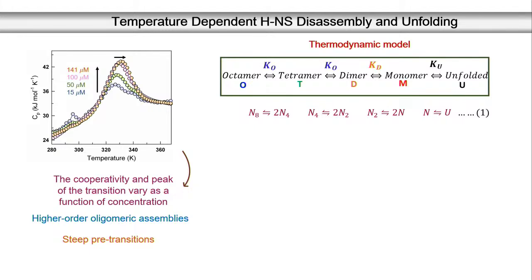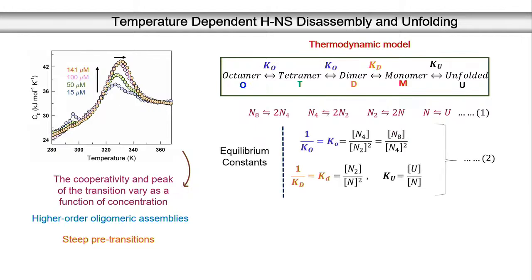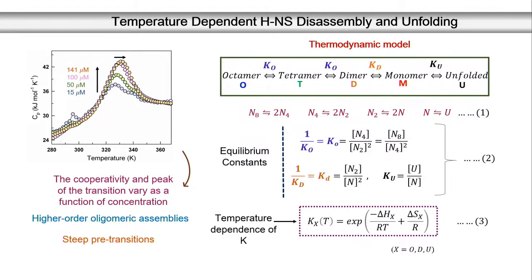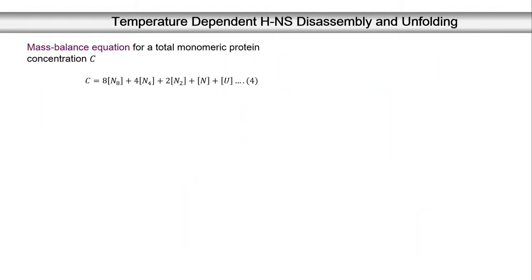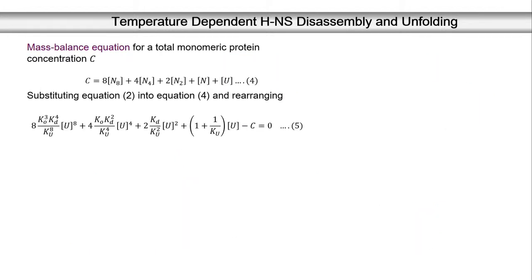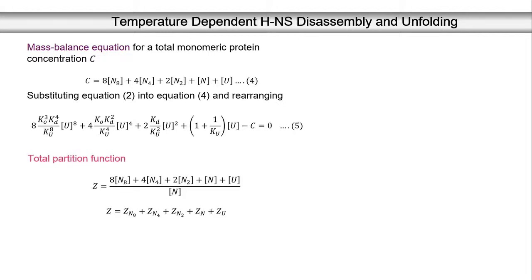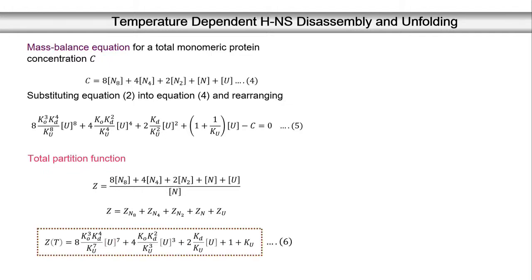N8, which is the octamer, forms N4, the tetramer can form a dimer, the dimer can form a monomer, and the monomer is in equilibrium with an unfolded state. I can write this in the form of these equilibrium constants, and I can also assign very specific enthalpy changes to these processes, each process X being O, D or U, for oligomerization, dimerization or unfolding. I can do a simple mass balance and rewrite these expressions in terms of their equilibrium constants and calculate the total partition function and also the partial partition functions, and I can have the temperature dependent partition function of this system.